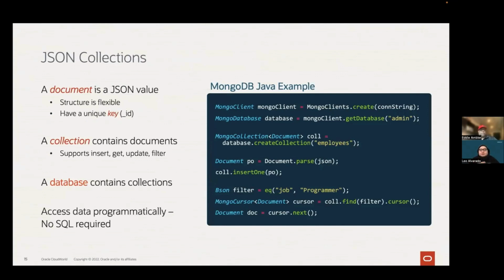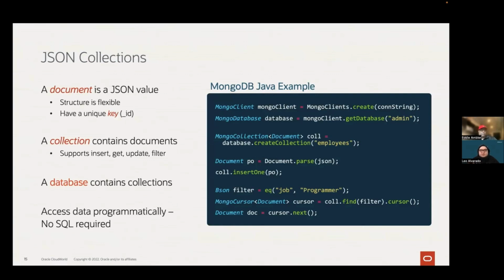Okay, so a document database is a type of non-relational database designed to store, retrieve, and manage document-oriented information. So rather than having a schema defined upfront, document databases allow for storing data in collections consisting of documents. NoSQL databases and JSON databases are types of document databases. So a document is a JSON value. The structure is flexible and has a unique key value. Then a collection contains a document.